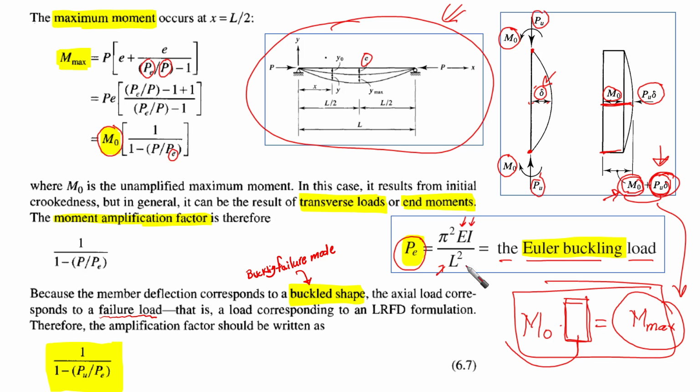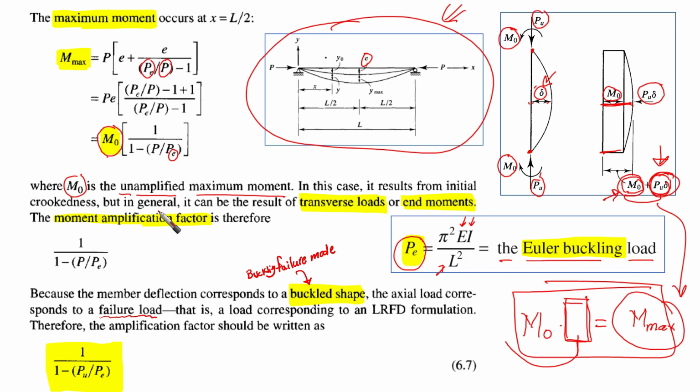You're going to ask me where the end conditions are. The Euler load is talking about the pinned end condition, okay? So this is how the amplification factor is going to be formulated: 1 over 1 minus P over PE. Where M node here is the unamplified maximum moment, the original moment. We call it the original moment or unamplified maximum moment. In this case, it results from initial crookedness.